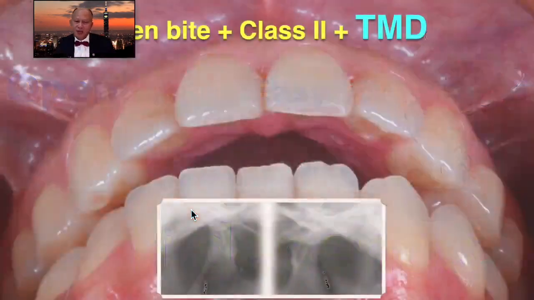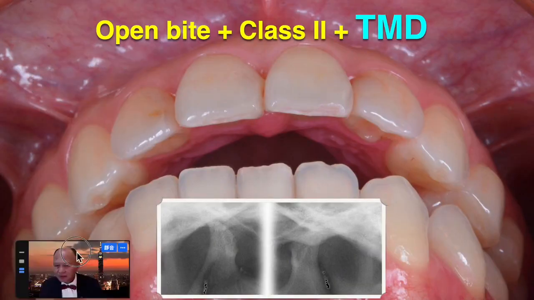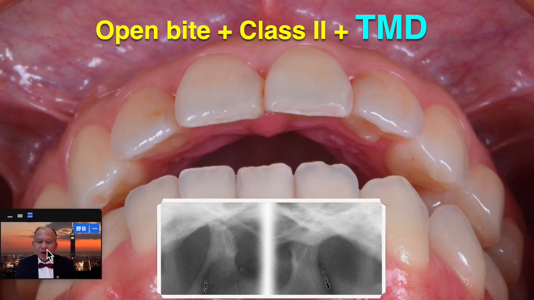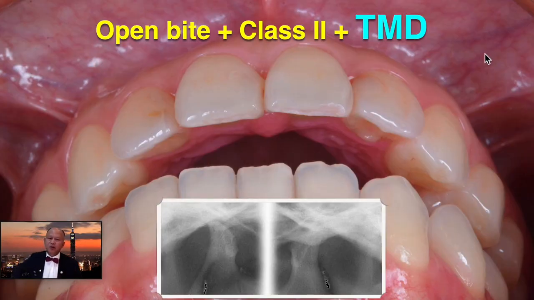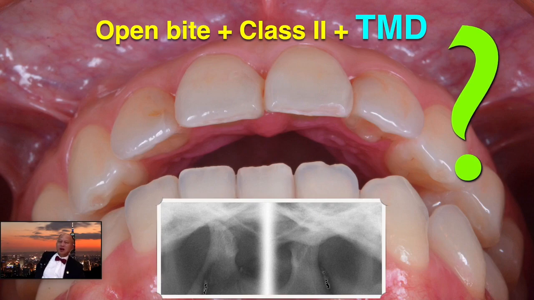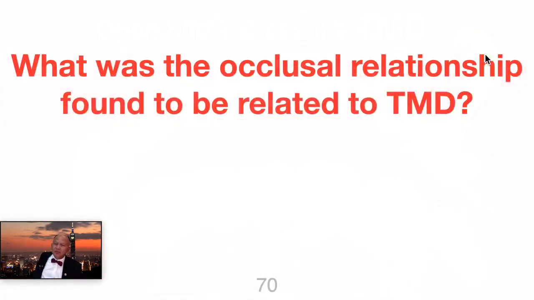Let me give you one example. How would you fix this huge open bite class 2 with TMJ problem? The patient has idiopathic resorption of the condyle head on one side. And then you might wonder, what is the occlusal relationship to TMJ? Is the occlusion related to TMJ?